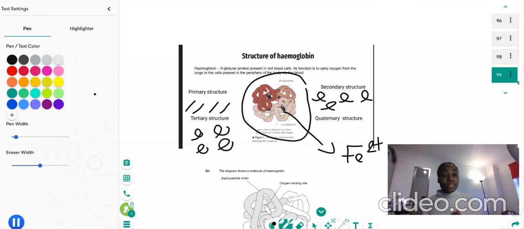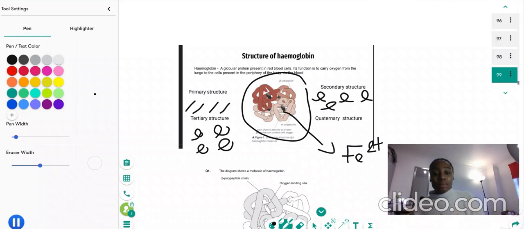Now, the presence of this Fe2+ ion means that we can now combine oxygen with hemoglobin. Just to recap, each of these 4 polypeptide chains contains one heme group, the heme group containing iron. This iron can allow us to bind with oxygen. As a result, one hemoglobin molecule can combine with 4 oxygen molecules because it has 4 polypeptide chains, each of those chains containing a heme group. Now, this is important and it comes up quite frequently in exams.